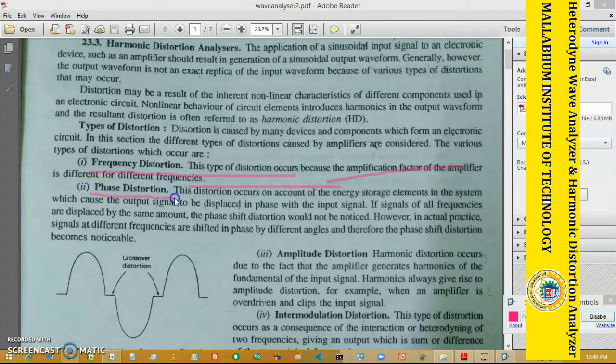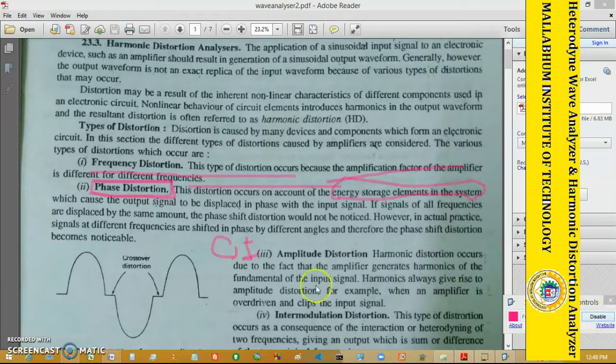Phase distortion: apart from the original phase that is present in the signal, phase distortion actually happens due to the energy storage elements in the system. Different energy storage elements cause the phase distortion. Energy storage elements mean the capacitor, maybe your inductor, and that causes significant phase distortion in the output circuit.